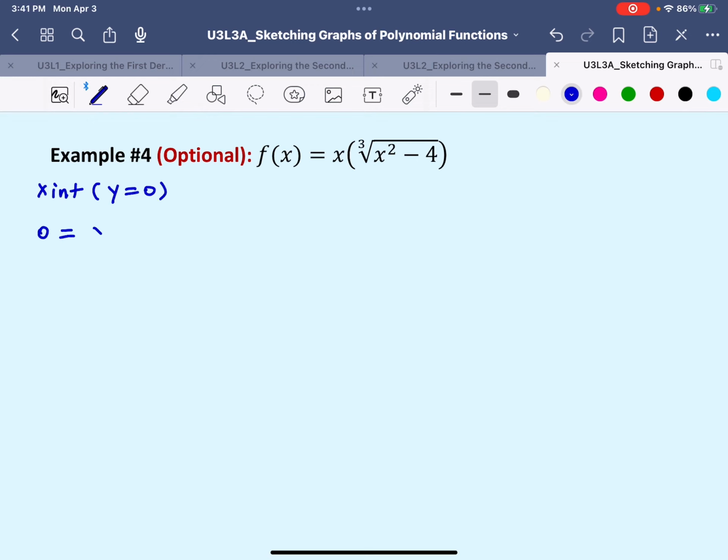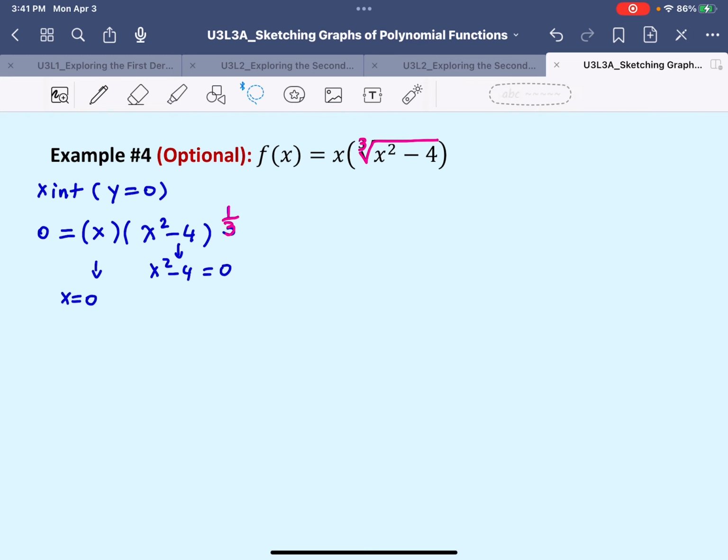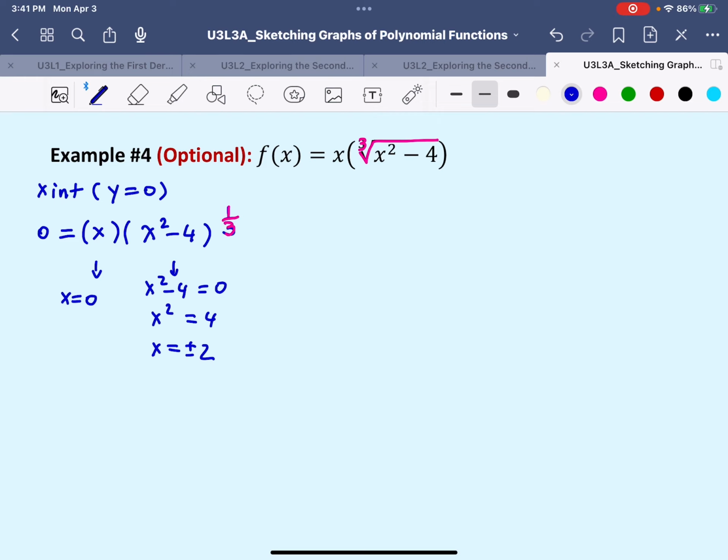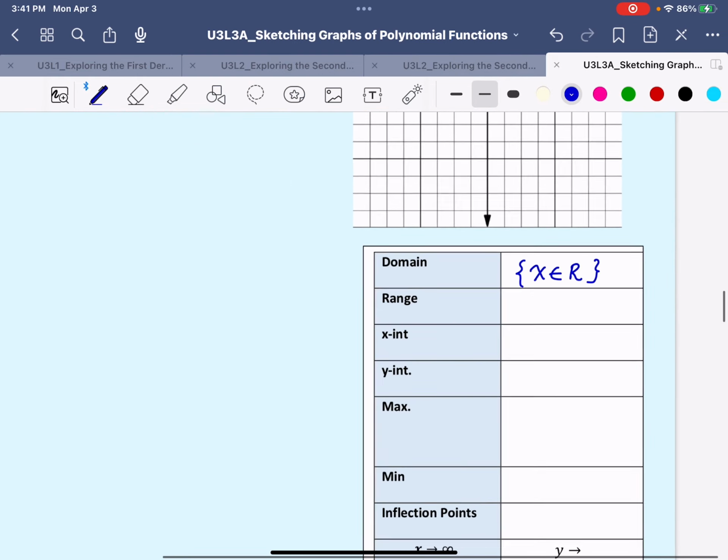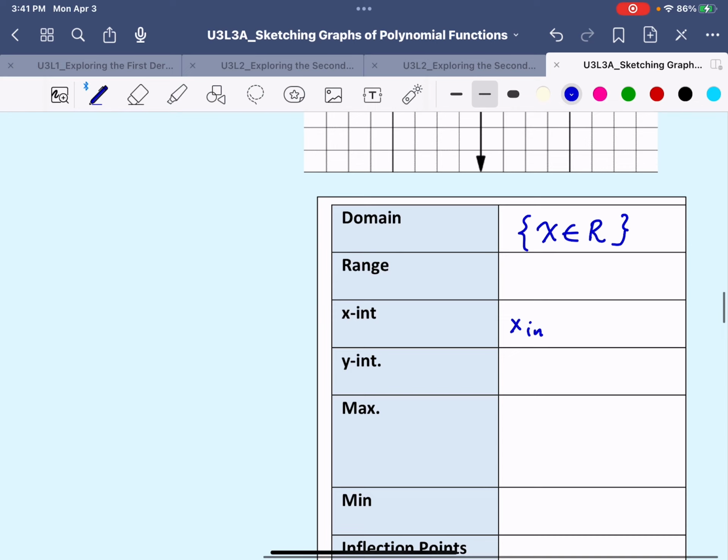So 0 equals x times x squared minus 4 to the power of 1 over 3. I'm just converting the third root here into an exponent of 1/3. So for the product to be 0, then x must be equal to 0, or x squared minus 4 must be 0. So x squared minus 4 will be 0 if x squared is 4, or x equals plus or minus 2. So therefore, we're going to say that the x-intercepts for the graph of this function will be at x equals 0, positive 2, or negative 2.